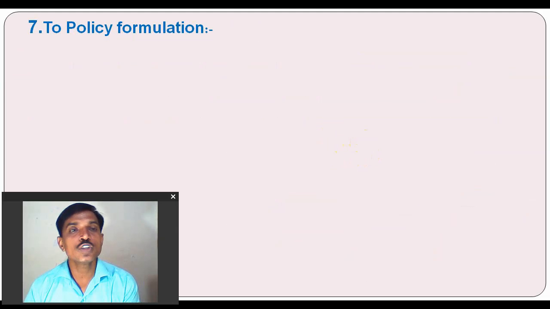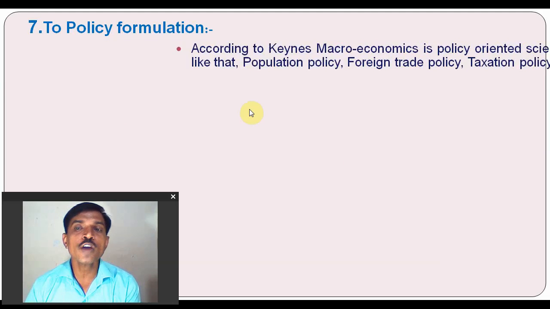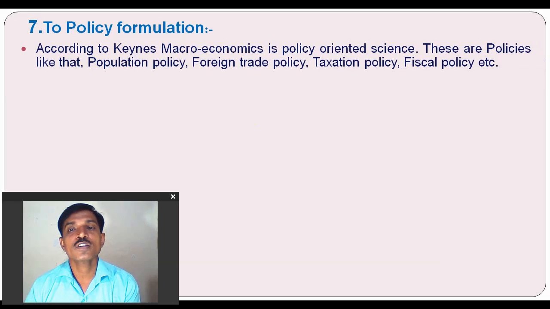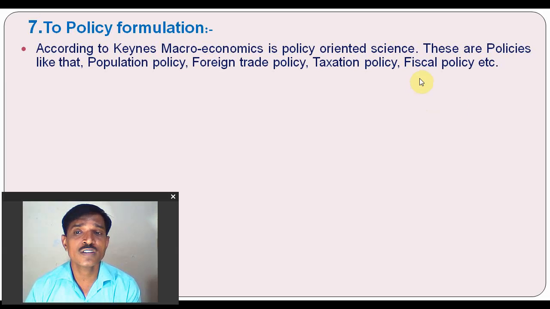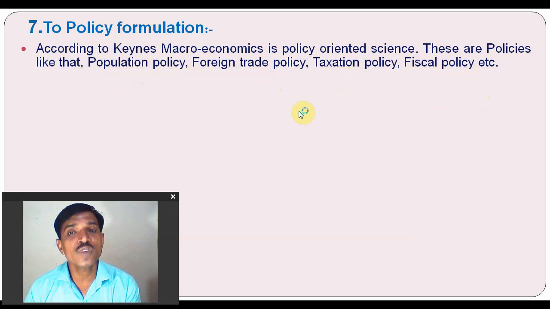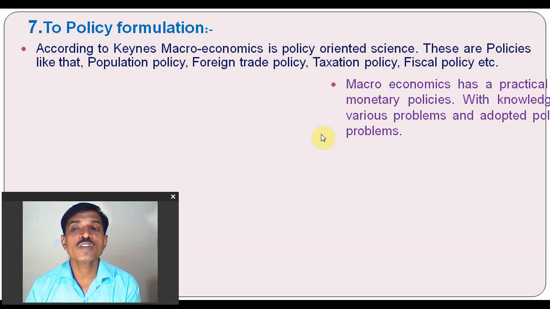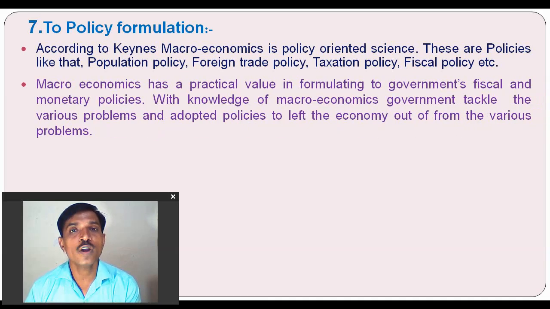Another point is policy formulation. According to Keynes, macroeconomics is a policy oriented science, and science means the systematic study of a particular subject. So it is a systematic study of various policies, like population policy, foreign trade policy, taxation policy, or fiscal policy, and formulating various policies to activate the economy and run it, solving various problems. Policy formulation is important. So macroeconomics helps to formulate various policies.